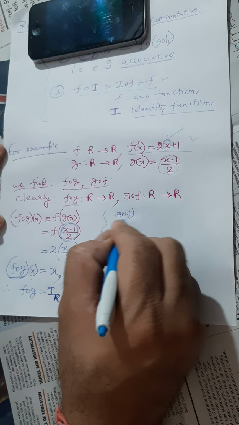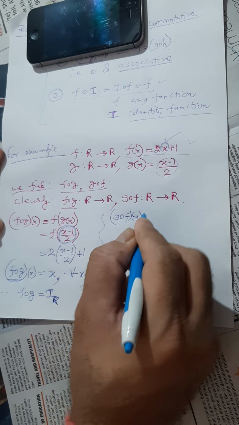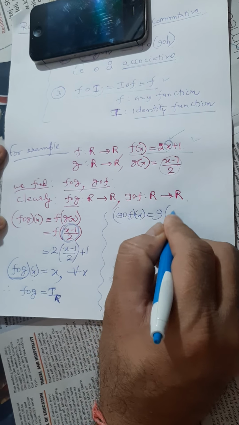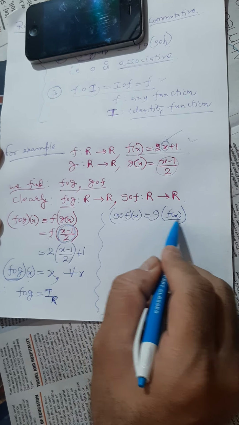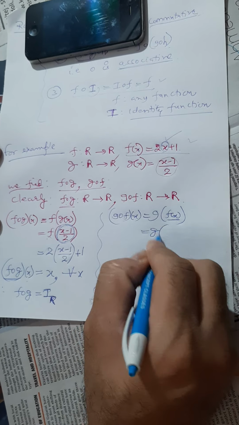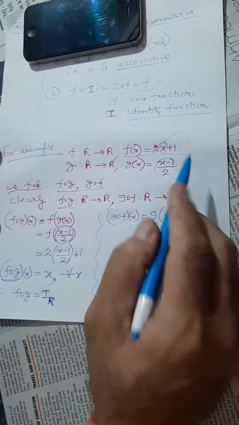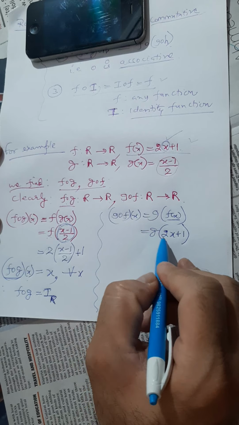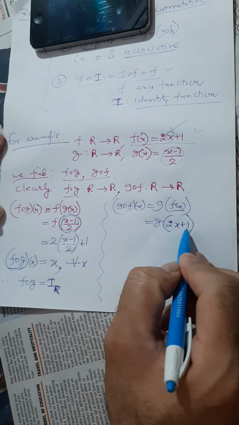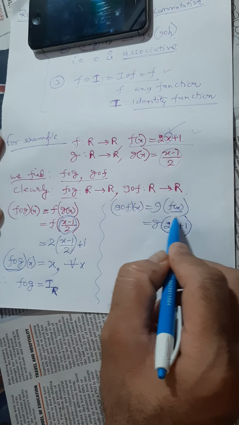G of f at x. So first f is applied on this. So g of fx on x, first f is applied. Now write the formula for f. What's the formula for f? That is 2x plus 1. Now on this fx is replaced by this. Now on this you have 2x plus 1.